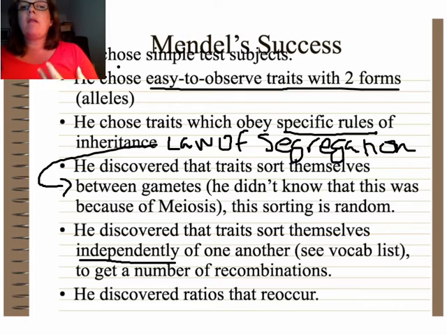Okay, he discovered that just because you inherit one dominant allele doesn't mean all of your alleles are dominant. It just means you inherited one dominant allele for that trait. There are other traits out there where you might have inherited a recessive. So that's what we mean by independent assortment. The inheritance of one trait doesn't necessarily impact the inheritance of a second trait. And he discovered ratios that are going to occur and reoccur. And when we get into the Punnett squares, we'll look at those ratios.